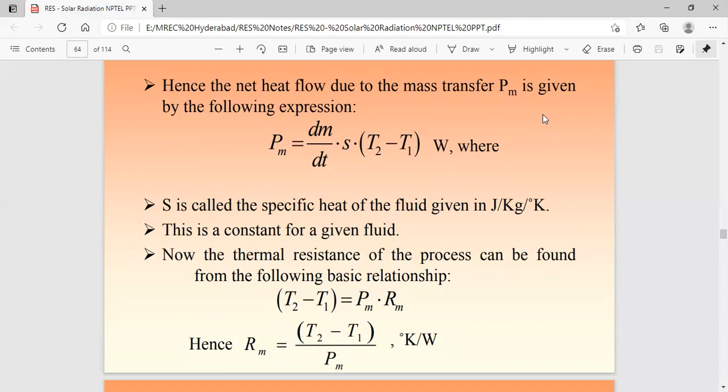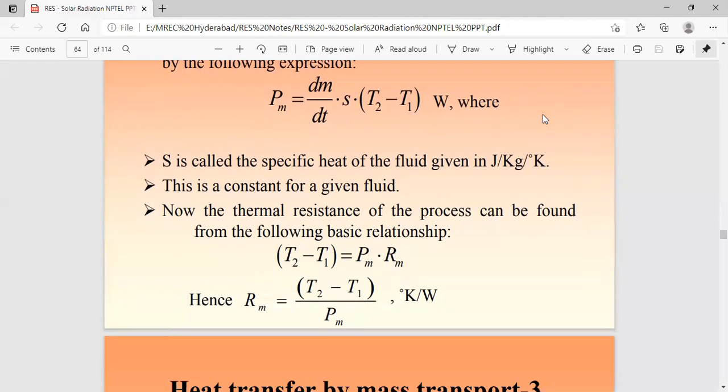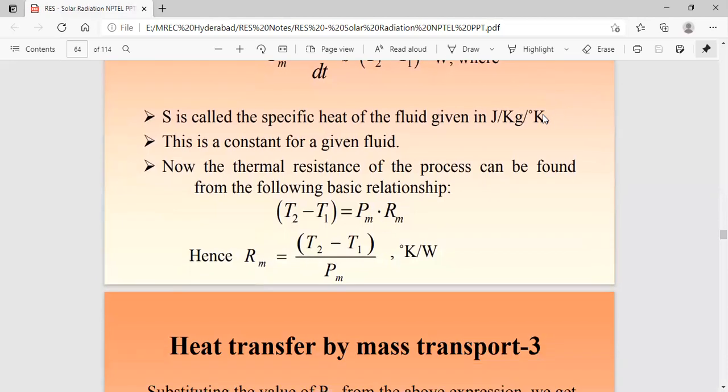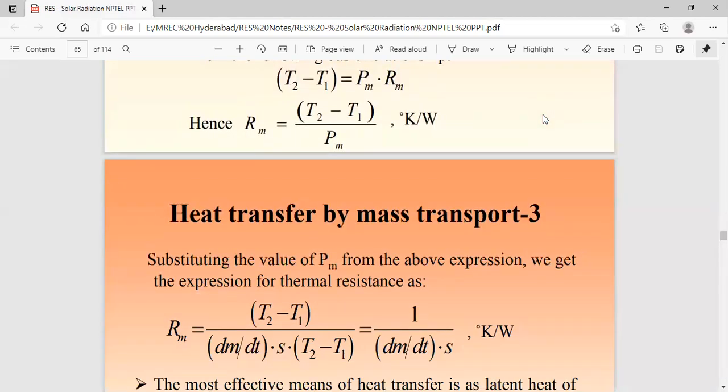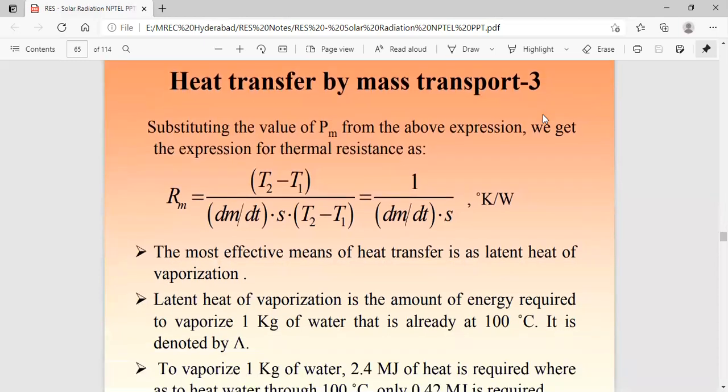Now the thermal resistance of the process can be found from the following basic relationships. So T2 minus T1 is equal to Pm into Rm. Hence Rm is equal to T2 minus T1 divided by Pm in degree Kelvin per watt. Substituting the value of Pm from the above expression, we get the expression for the thermal resistance: Rm is equal to T2 minus T1 divided by (dm/dt into S into T2 minus T1). So that is equal to 1 divided by (dm/dt into S) degree Kelvin per watt.